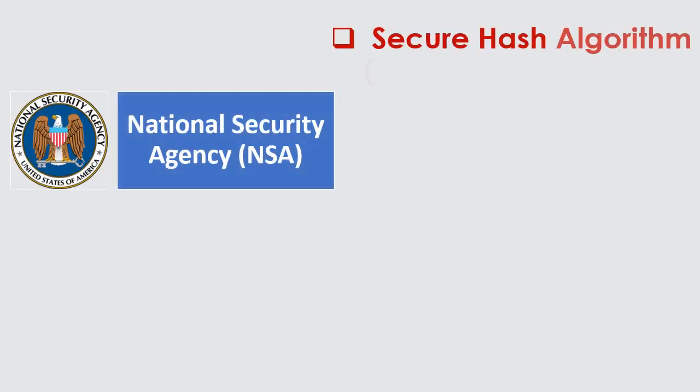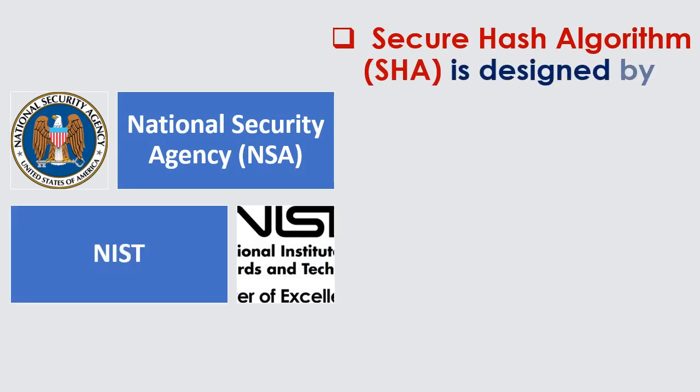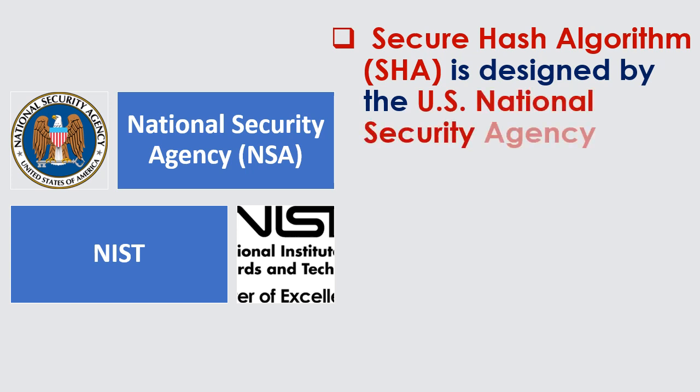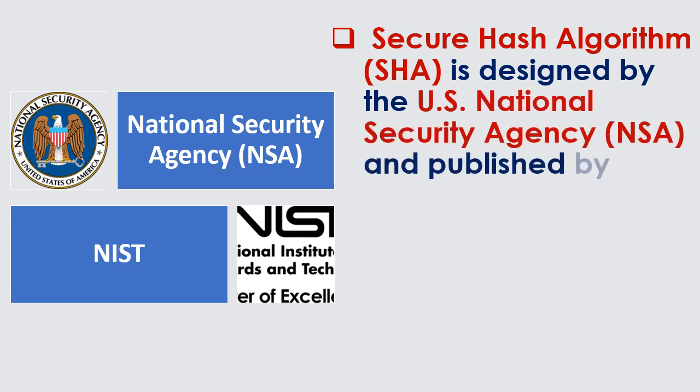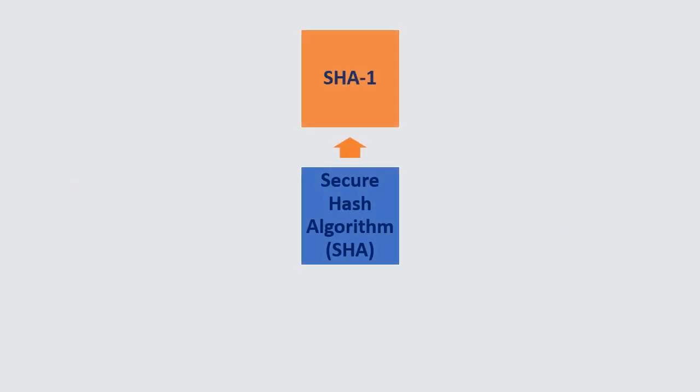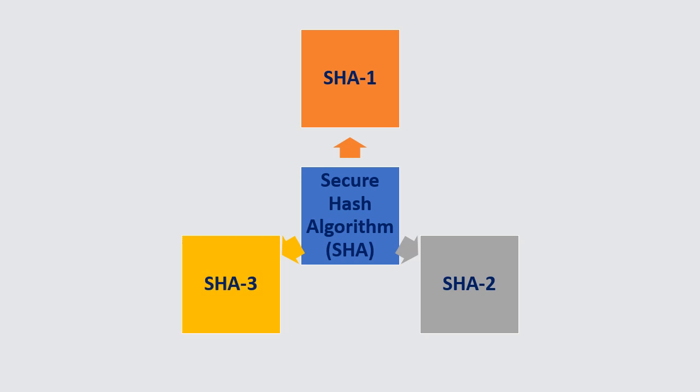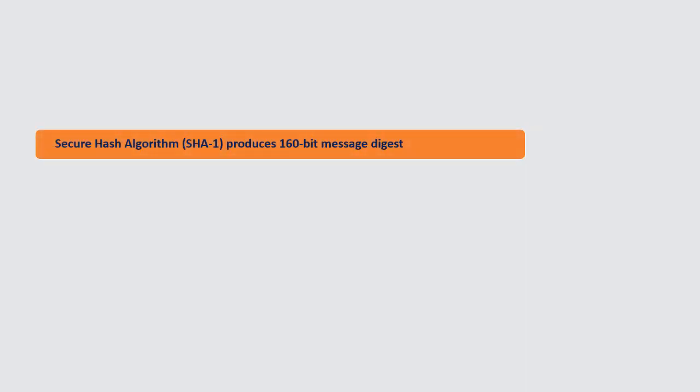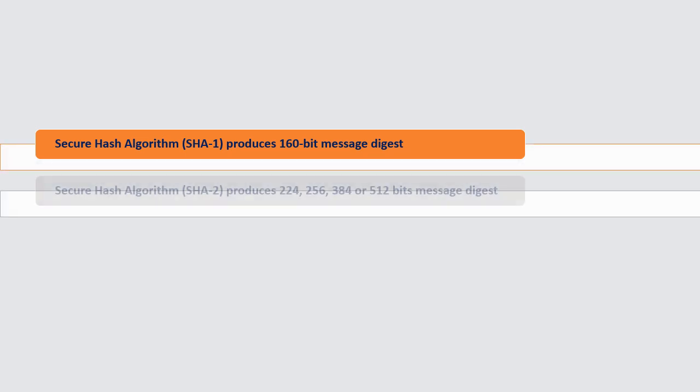Secure Hash Algorithm, SHA, is designed by the U.S. National Security Agency, NSA, and published by NIST. Common Secure Hash Algorithms, SHA, are SHA-1, SHA-2, and SHA-3. Secure Hash Algorithm, SHA-1, produces a 160-bit message digest.